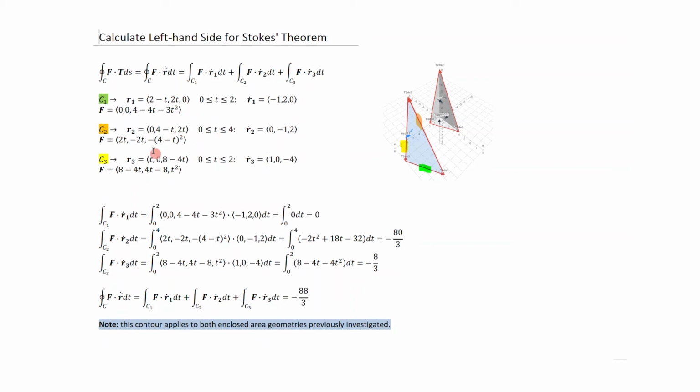So the next step is to take this information, which is the field information and the tangent vector information, and basically compute each one of these individual line integrals. So the dot product between the field and the tangent vector for the first case, between 0 and 2, is 0. Similarly, for the integral for contour C2, in this case, we end up with minus 80 over 3. And for the third segment, we end up with an answer of minus 8 over 3. So the closed contour would be just the sum of the contribution of each one of these line segments. That turns out to be minus 88 over 3. Okay.